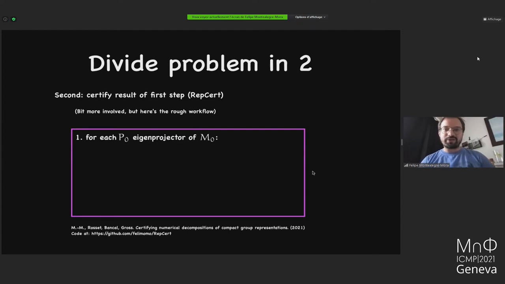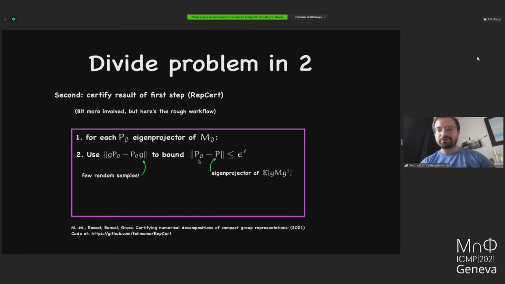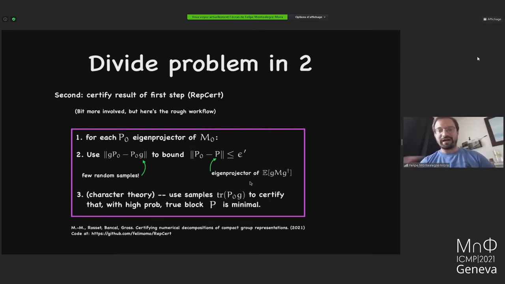Okay. The first thing that we do is take one of the eigenprojectors of Alpha M0 as an input, and we compute the commutator with a bunch of random group elements and take a norm of that. With this norm, we can bound how close this projector is to being invariant, to being a commutant. Then this allows us to bound the distance to the closest invariant projector. This takes a few steps of inequalities, so it's not too complicated, and we get some bound on this. This eigenprojector is an eigenprojector of this invariant matrix. That's the first line.